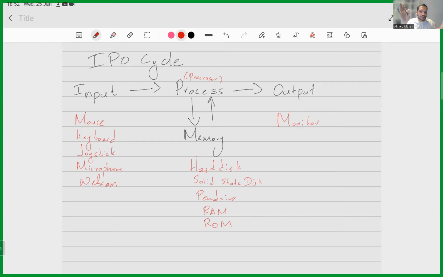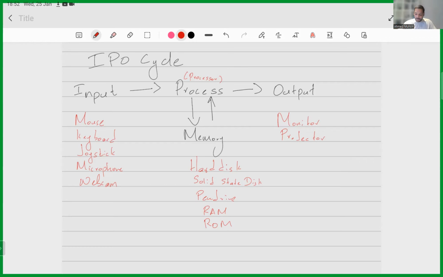But it happens so fast. Within a split second, it happens. It happens very, very fast. Another output device we can talk about is a projector, for example. If one user is using it, a monitor is enough. But if you have multiple users, you will require a projector if you have to display something to a large audience.